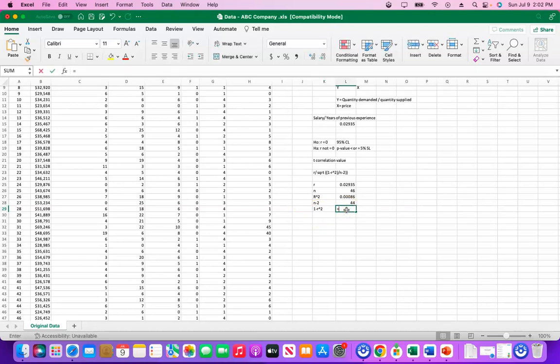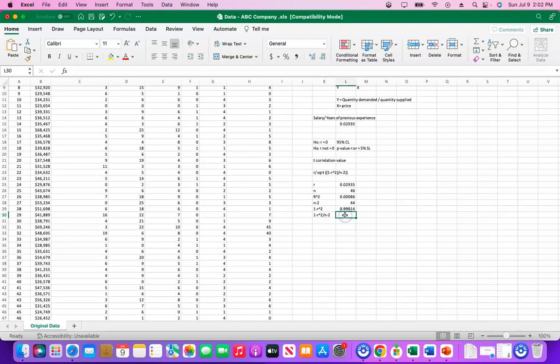So in this case, we put equal sign, click, type 1 minus r squared here. And if you enter, you have that value. So we will take 1 minus r squared divided by n minus 2.